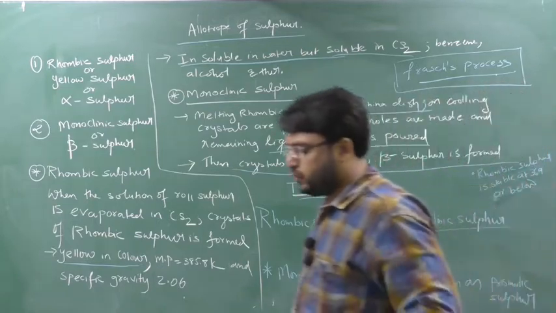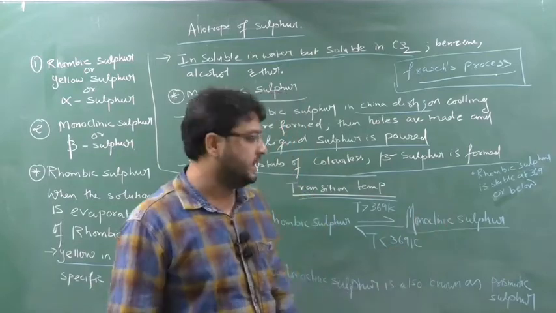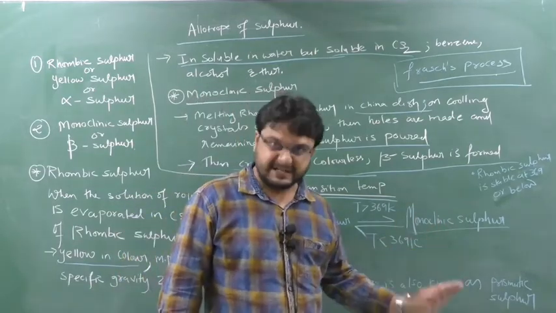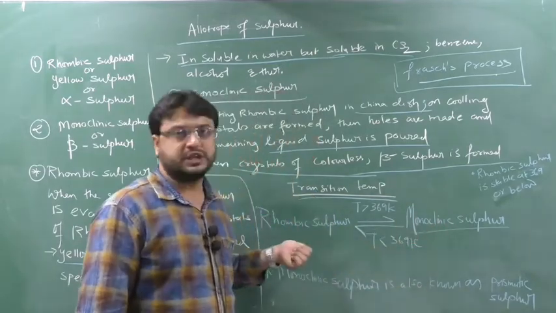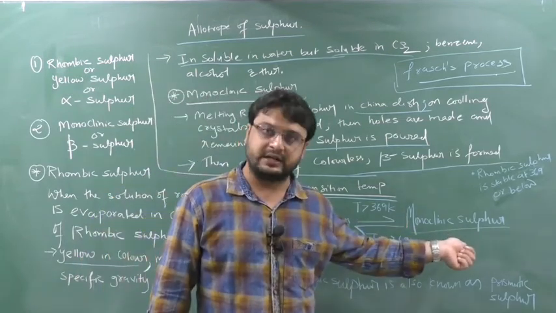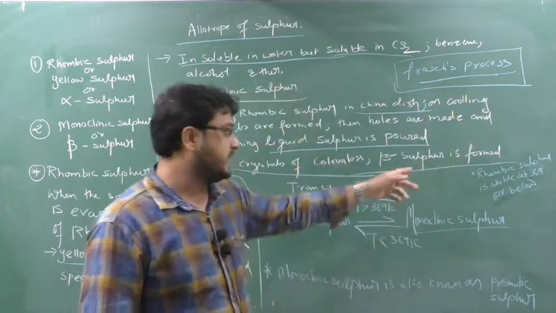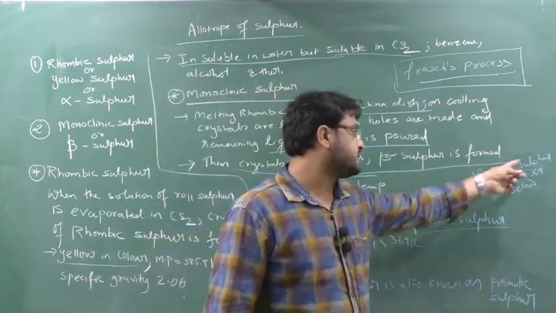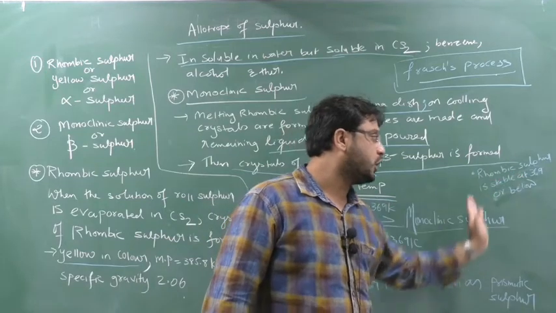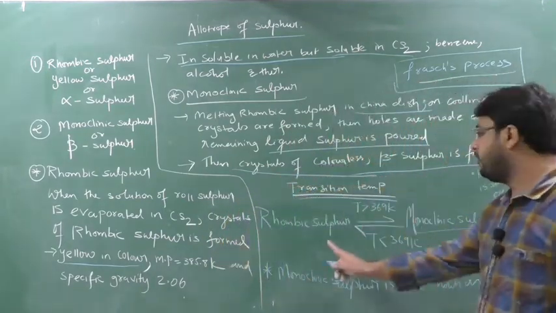Yes or no? So monoclinic sulfur is formed at a temperature above 369. I can say that monoclinic sulfur is unstable at a temperature below 369. Yes or no? So monoclinic sulfur is stable at the temperature 369 or above it. So I can write down like this also, monoclinic sulfur is stable at 369 or above. It means at 369 both the allotrope forms are stable.